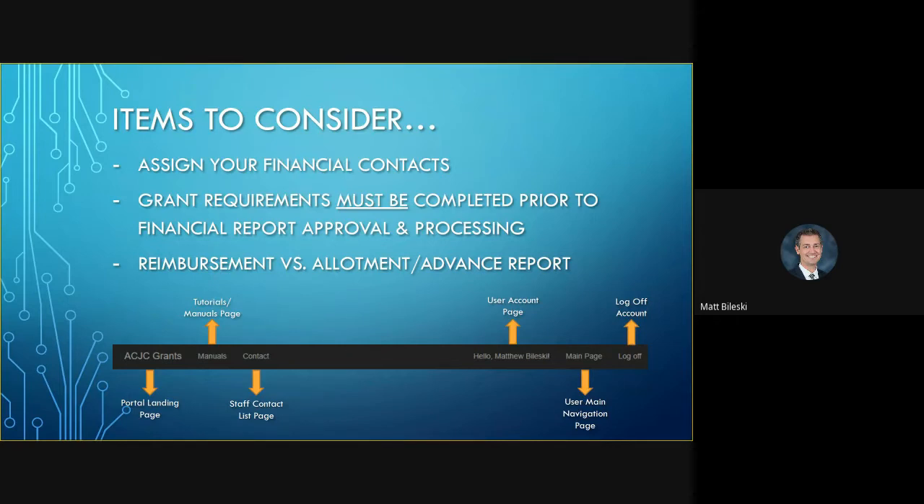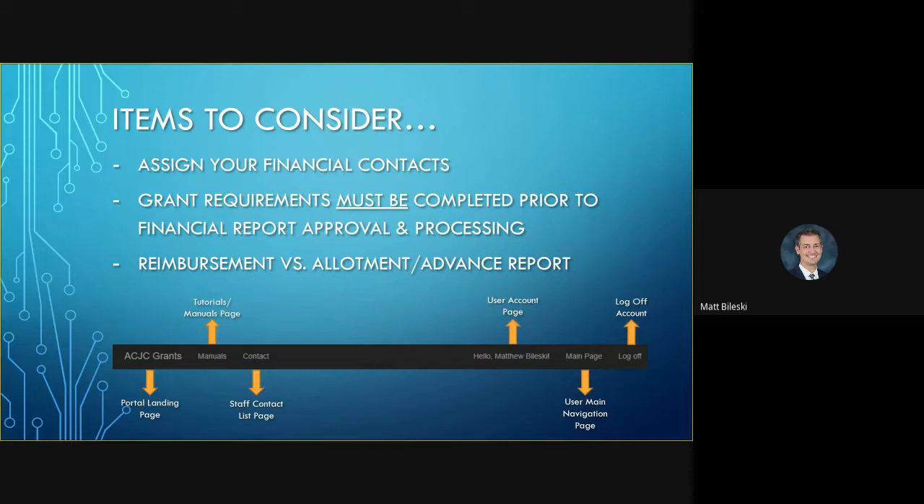And then finally, note that in the new system, the Acjc Grants Portal, there is a difference between a reimbursement report that you will submit versus an allotment or an advance report. The reimbursement report will trigger our PSR process to pay those monies out. The allotment or advance report, since you've already received those funds from Acjc, will simply be a reporting out of those expenditures that apply for that period of time.